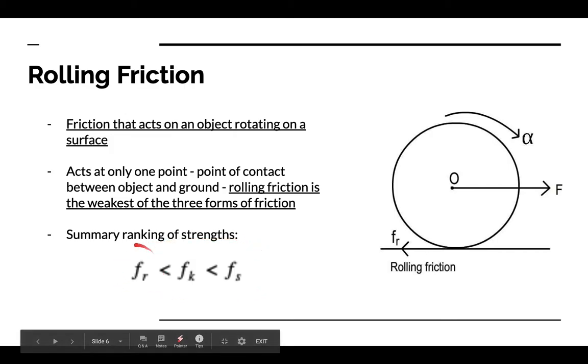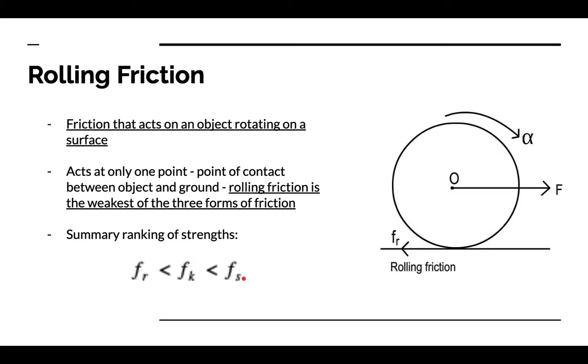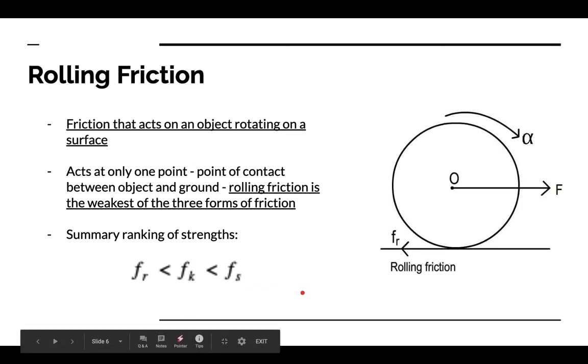Again, when an object's on wheels, it's really easy to get it moving and overcome the force of friction. When an object's moving, it's easier to keep it moving than it is to get it moving. And then the force of static friction is the greatest in strength, since if an object's sitting at rest without wheels on a rough surface, it's very difficult to get that object to move.